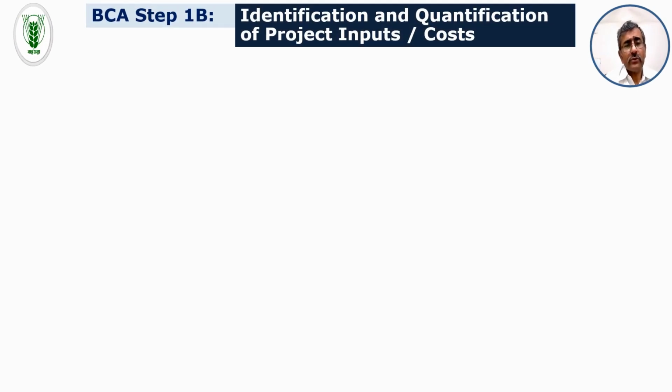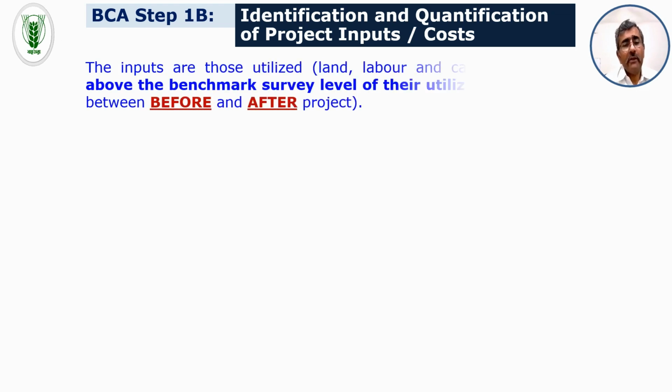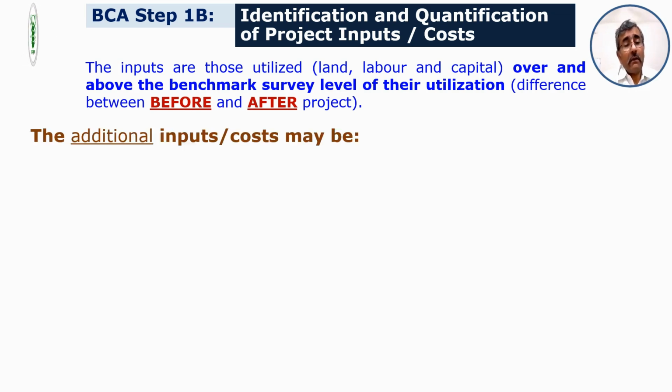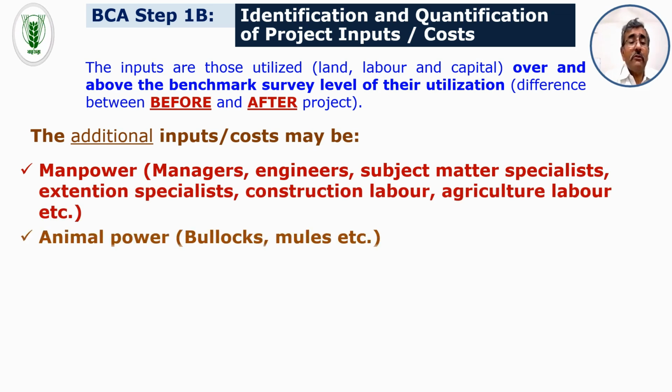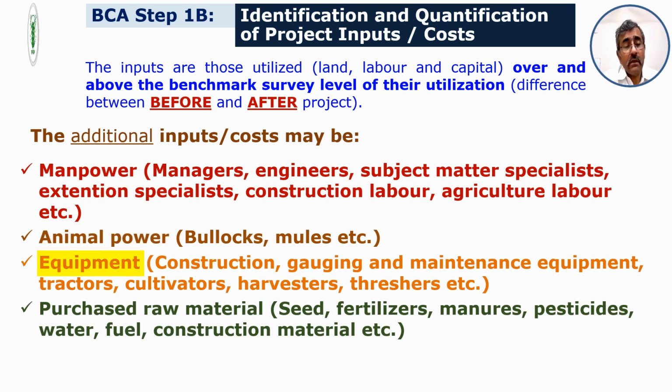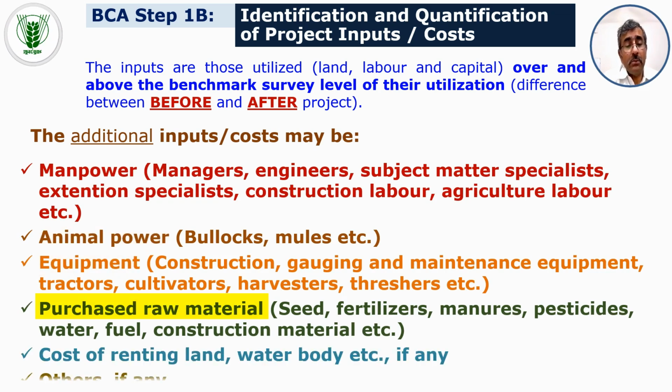Likewise, for cost also, we have to follow the before and after project approach, and the different additional inputs and costs may be in the form of manpower, animal power, equipment, purchased raw materials. There will be more seed required, more fertilizers required, more manures required, and all other types of costs can also be included.